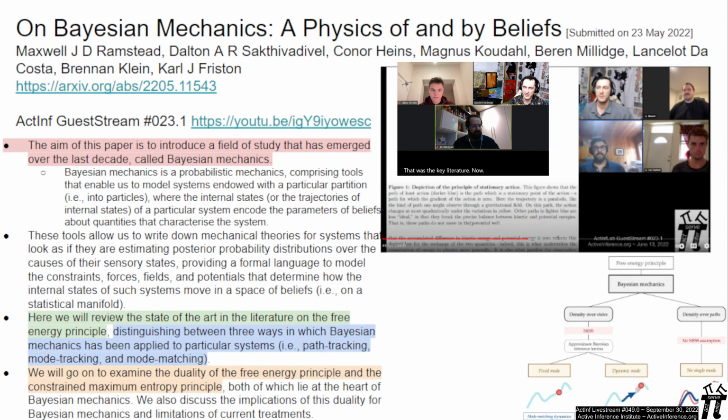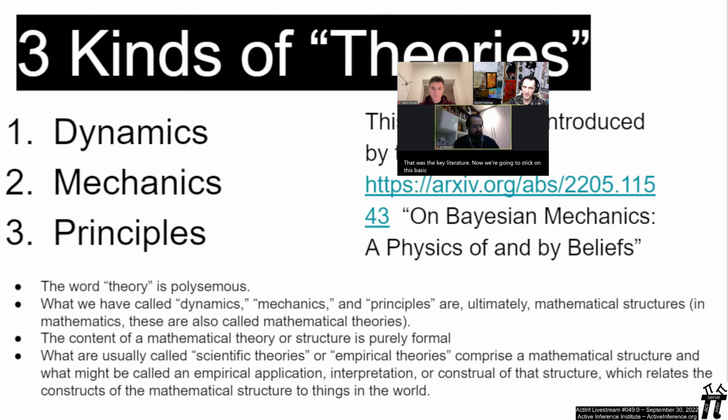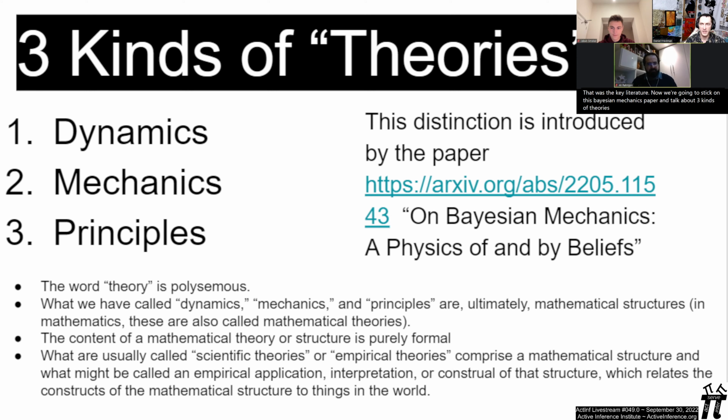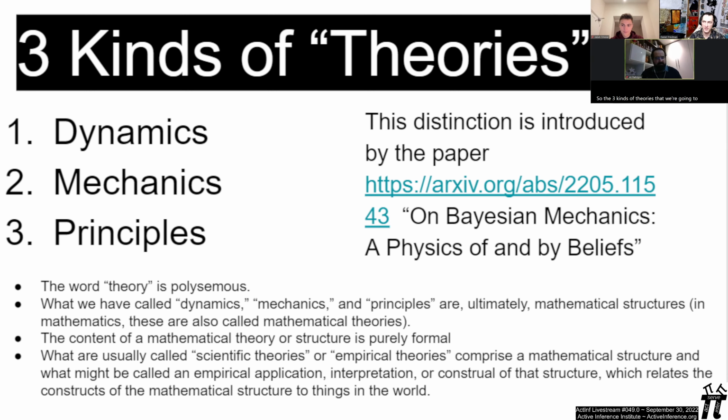Now we're going to stick on this Bayesian mechanics paper and talk about three kinds of theories. The three kinds of theories that we're going to discuss are dynamics, mechanics, and principles. And because theory can take on many meanings, it's important to quote the authors on how they use, and therefore how we'll try to use, the term.